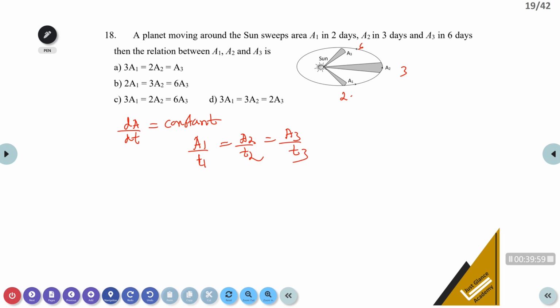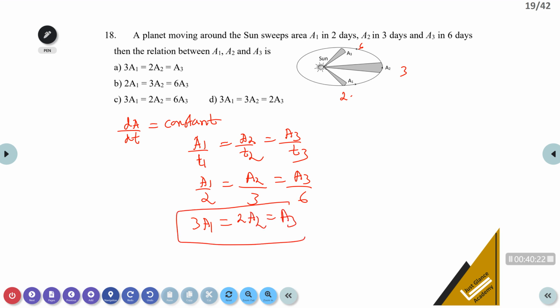T1 is 2 days, so A1 by 2 equals A2 by 3 equals A3 by 6. You take the LCM and all that. Here it is 3A1 equals 2A2 equals A3. That's all it is. 3A1 equals 2A2 equals A3. This is the right choice.